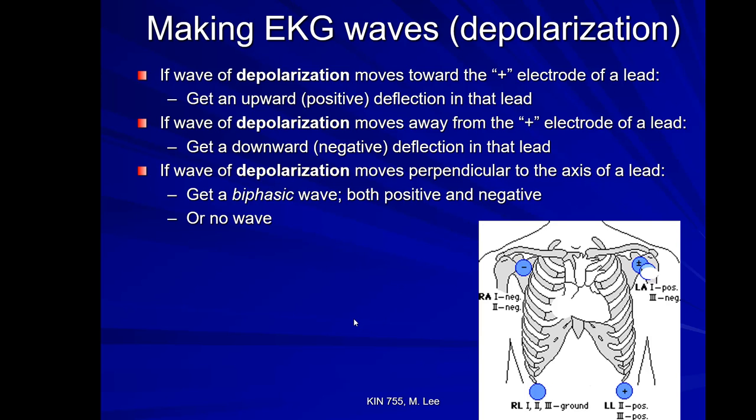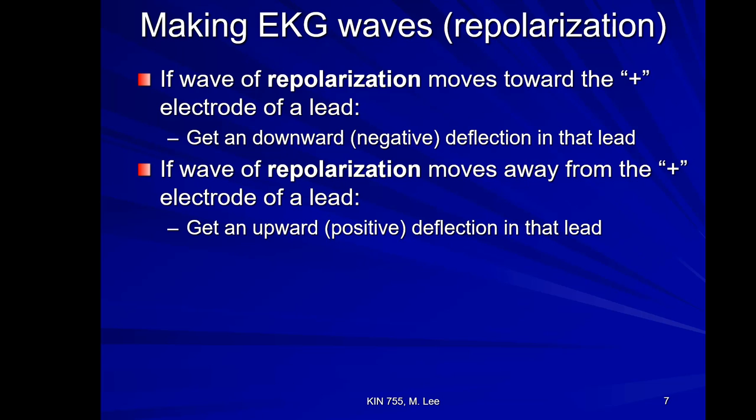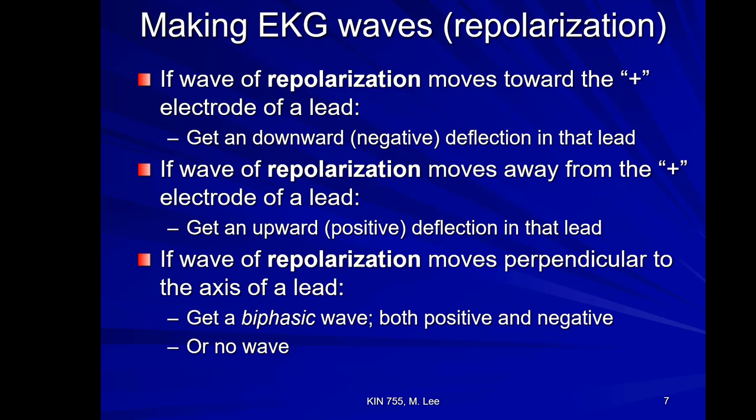Now, there is one other part to this. Not only do we get depolarization in the heart, but we also get repolarization. And at repolarization, everything is just reversed. So if the wave of repolarization moves towards the positive electrode of a lead, you get a downward deflection. If it moves away from the positive electrode of that lead, you get an upward deflection. Same thing if it's perpendicular: the biphasic, or nothing at all.